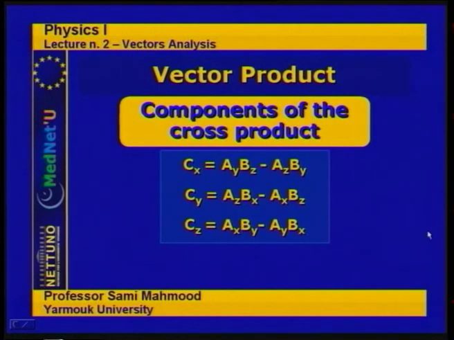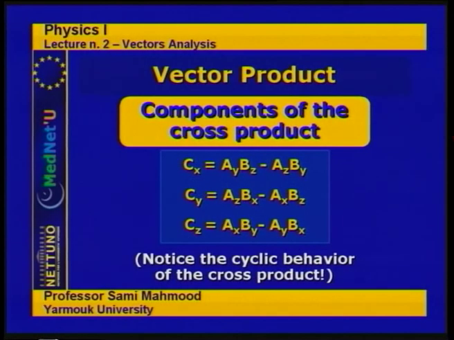And the resultant vector C is a three-dimensional vector in general, having three components. These components are the x component, Cx, which is equal to Ay Bz minus Az By, and the y component, Cy equals Az Bx minus Ax Bz, and the z component, which is equal, Cz equals Ax By minus Ay Bx.